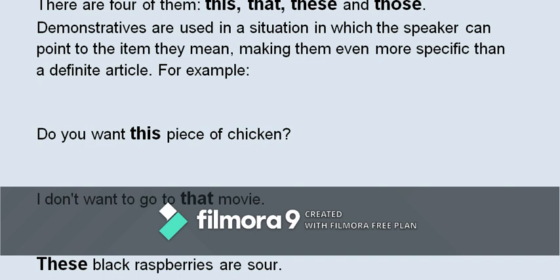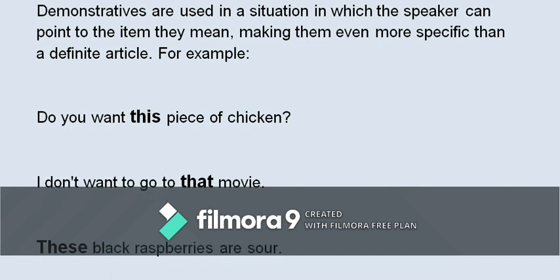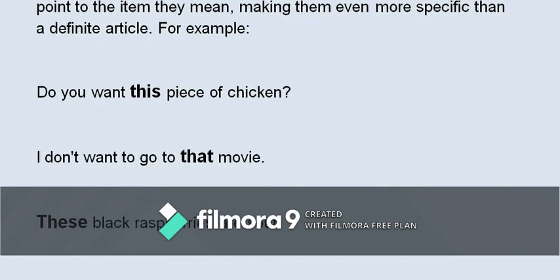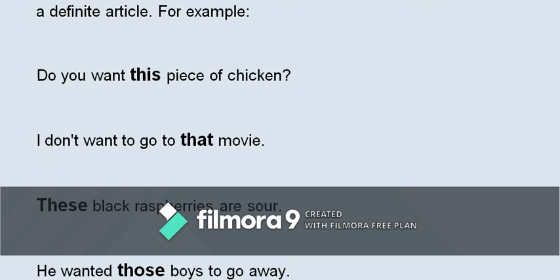I don't want to go to that movie. That movie, again, is a pointer and it is used for something far away, and definitely for a singular. These blackberries are sour. These is used for something that is closer to you, and it is used for many, that is plural. He wanted those boys to go away.